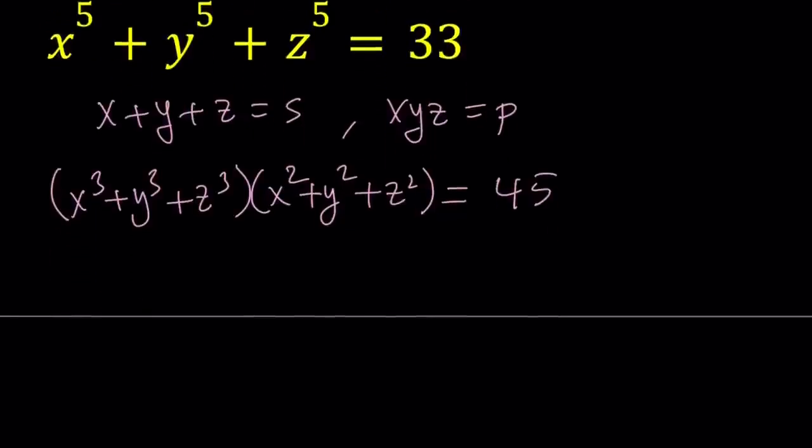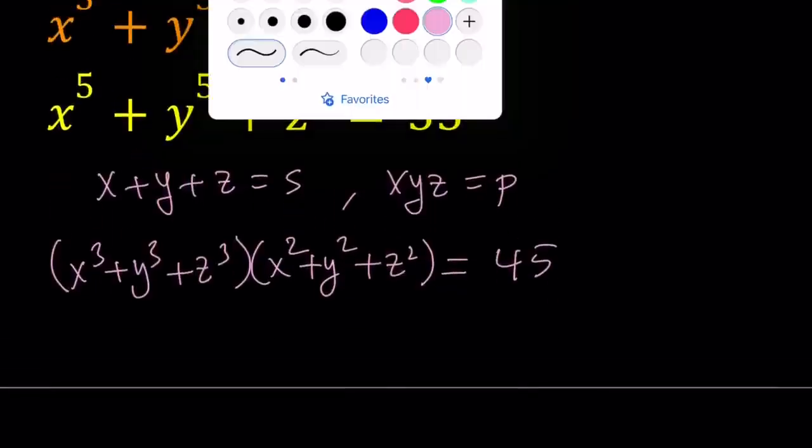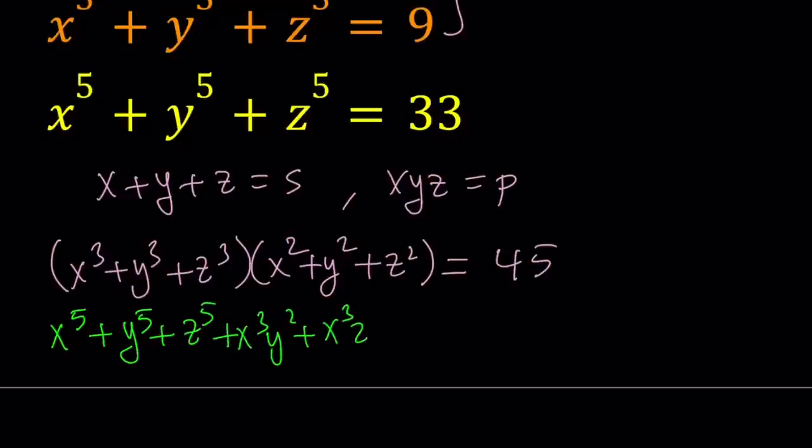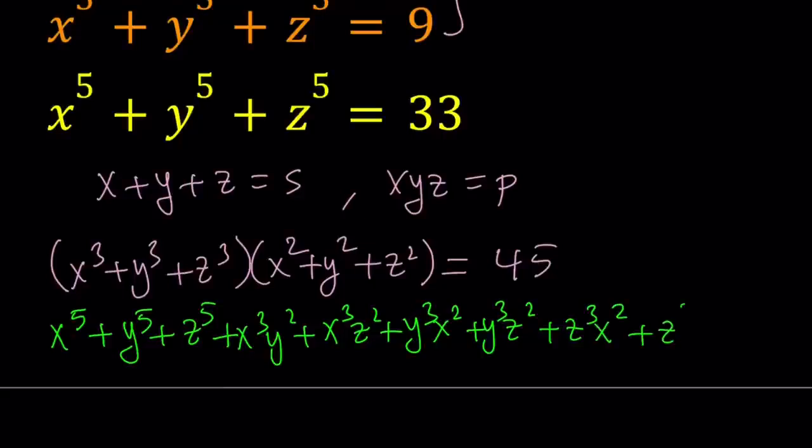Let's go ahead and distribute, but one thing to notice, when we distribute, we're going to be getting terms like x to the 5th, y to the 5th, and z to the 5th, but also something like x cubed times y squared, y cubed times z squared, so on and so forth. So we can break it down into basically two pieces like this. We can write it as x to the 5th plus y to the 5th plus z to the 5th, and now we're going to get x cubed y squared, x cubed z squared, and then y cubed x squared, y cubed z squared, and then z cubed x squared, and z cubed y squared.